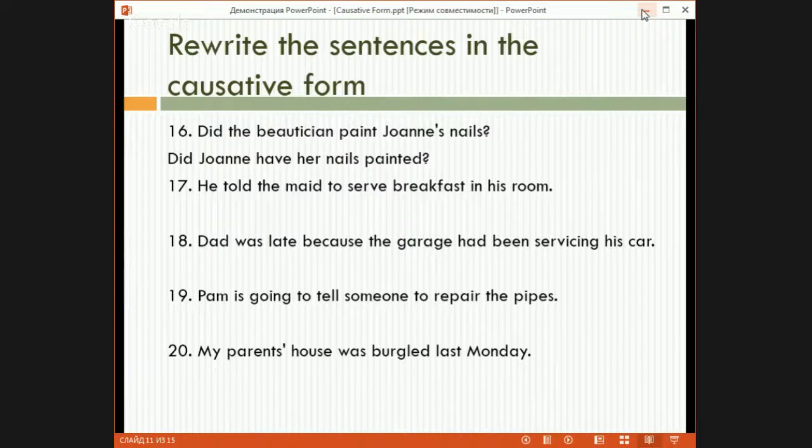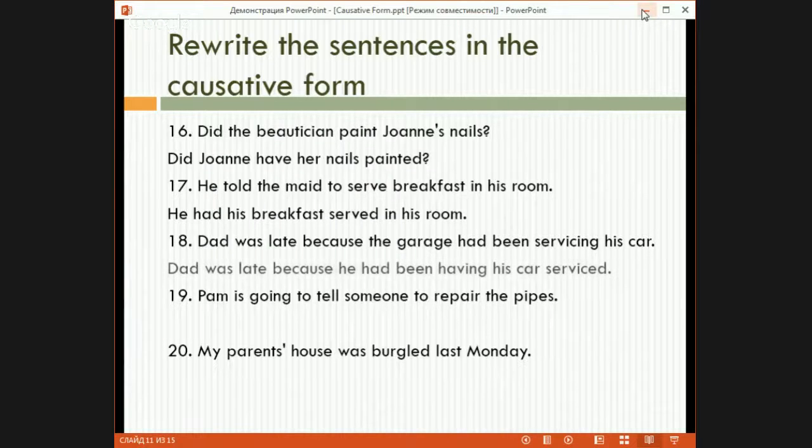He told the maid to serve breakfast in his room. He had his breakfast served in his room. Dad was late because the garage had been servicing his car. Dad was late because he had been having his car serviced. Past perfect continuous. Very nice.